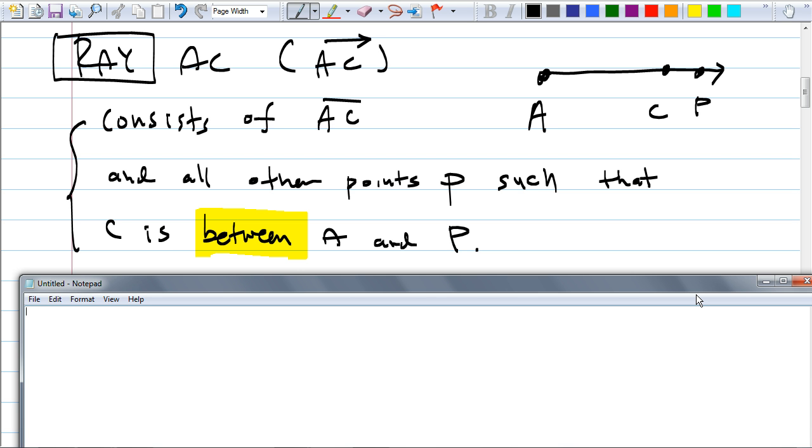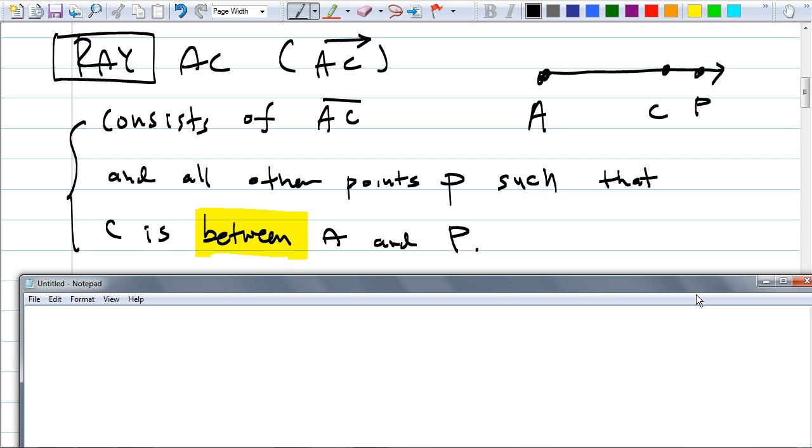So what I'm trying to say here is, ray AC consists of segment AC plus all the points on the right side of C. Another way, when they say ray AC consists of segment AC and all other points P such that C is between A and P, P could be anything on the right side of C. You know what I mean? That's what we're trying to say. But do rays always have to point to the right side?